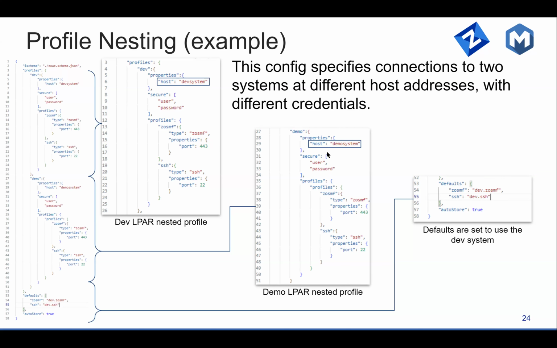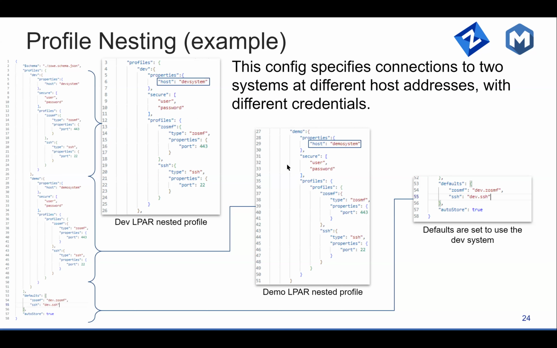Similarly, you can see for the demo system, I have a different host. I have my secure array that's separate from the dev secure array, so I can update those credentials separately. And then I have another pair of service profiles for ZOSMF and SSH.